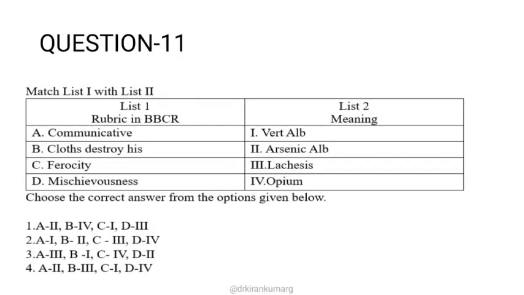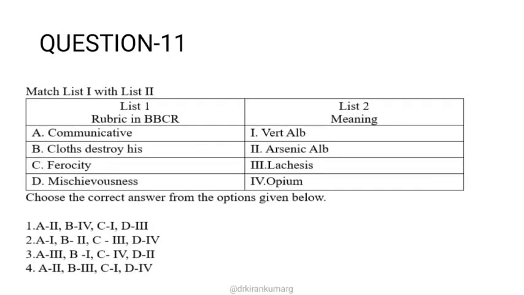Okay, so here if you are able to rule out one question, one rubric exactly the reference, then it would be very easy. At least I know, for mind communicative, the remedy is lachesis. See, the option is also quite easy. A matches with 3. So the single remedy under mind communicative is lachesis. So option A, 3 is there. Whereas the other 3 options are ruled out.